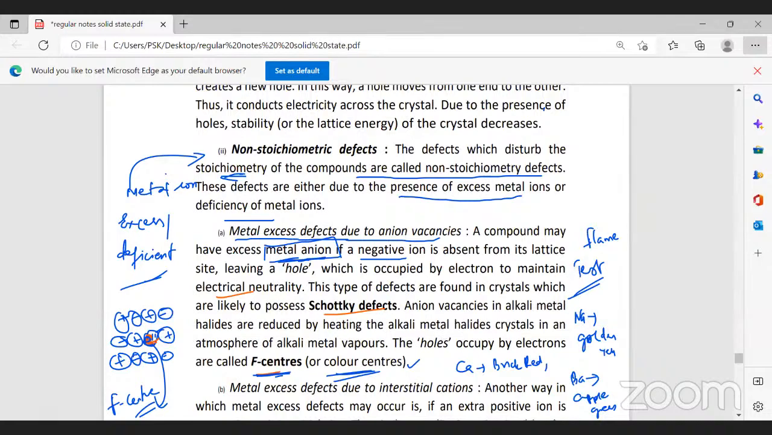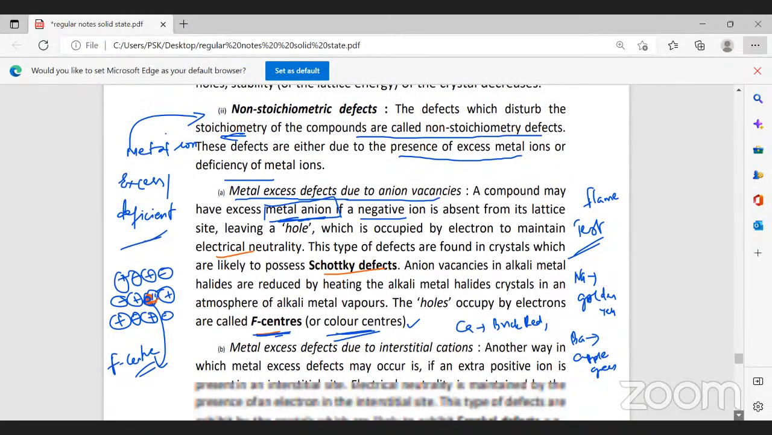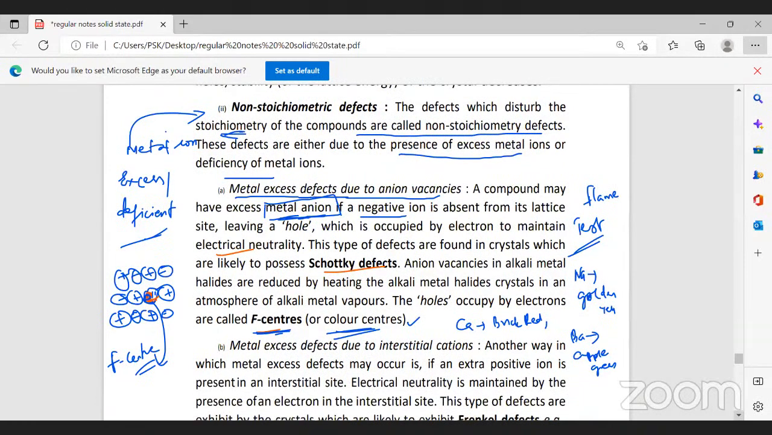Maybe when you start acid radicals and basic radicals, the teachers will show the flame test. You will understand it better at that time.